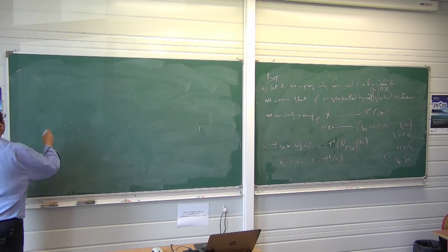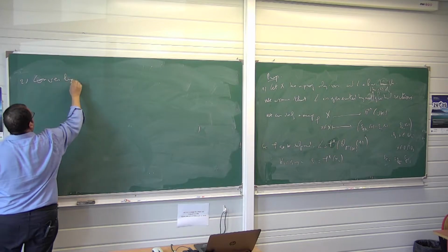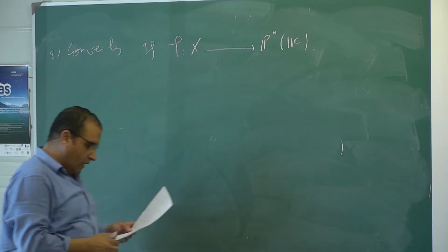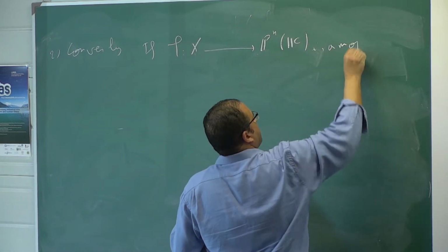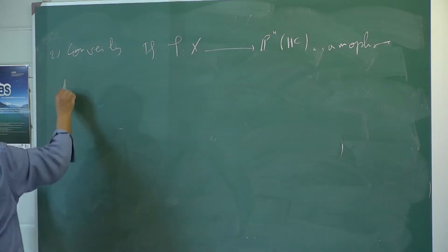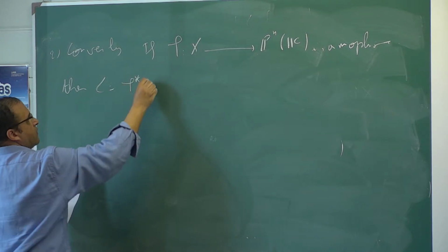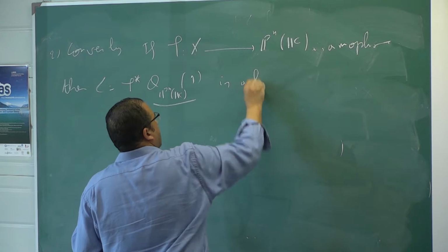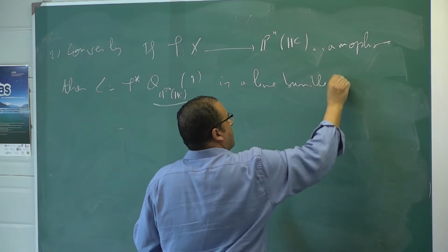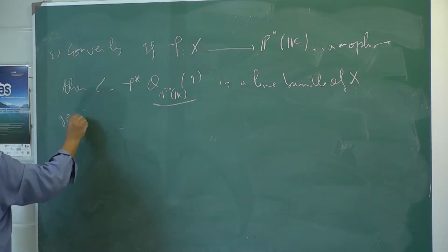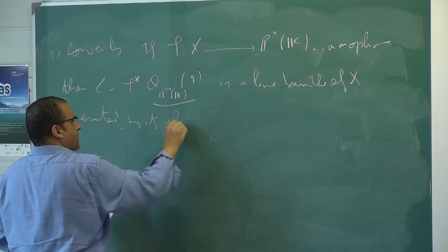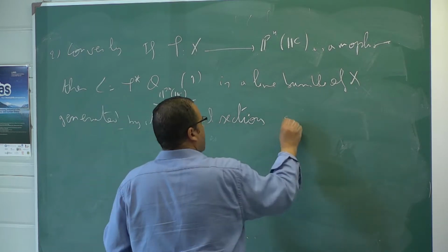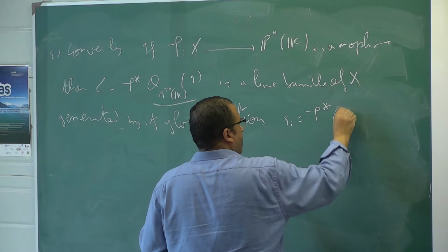And conversely, if you have a map, an isomorphism, a morphism of algebraic varieties, then L, which is the pullback of O_{P^n}(1), this line bundle, is a line bundle on X generated by its global sections, which are the s_i, the pullback of the functions x_i.